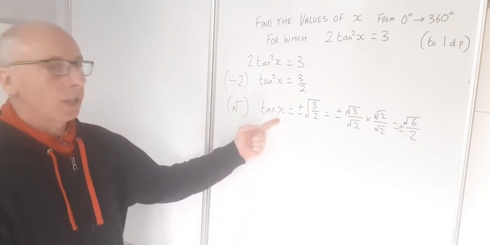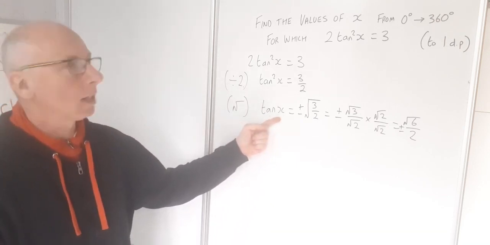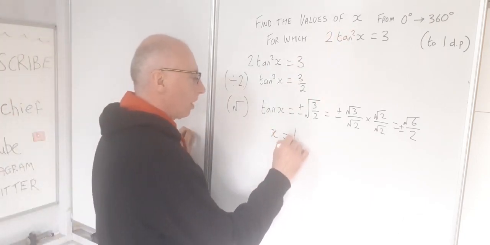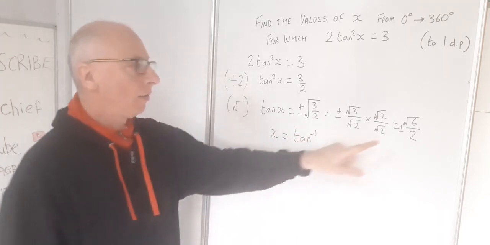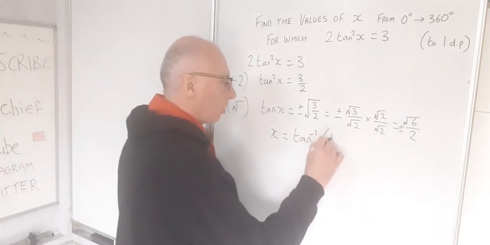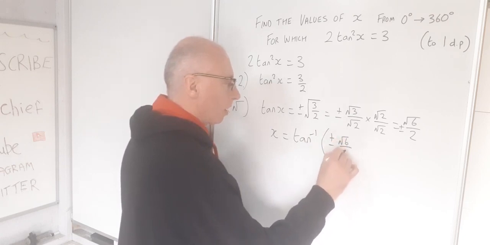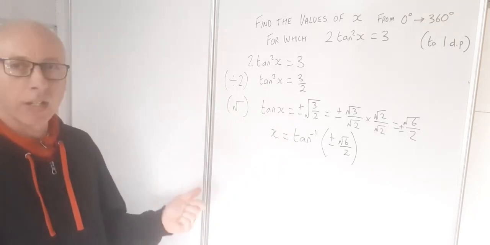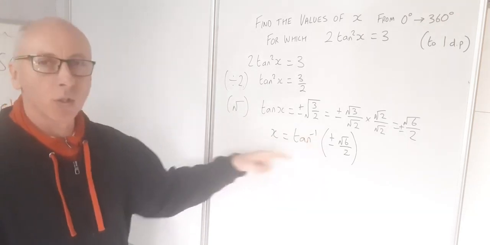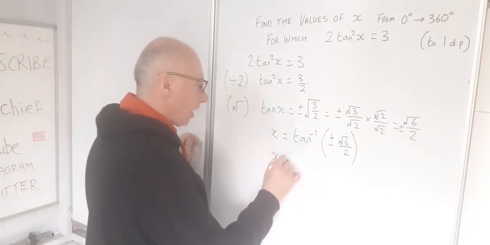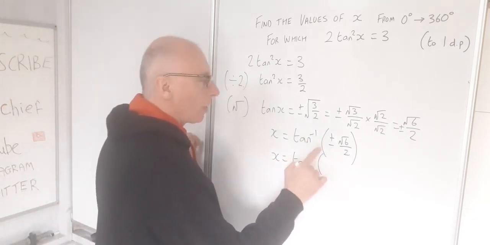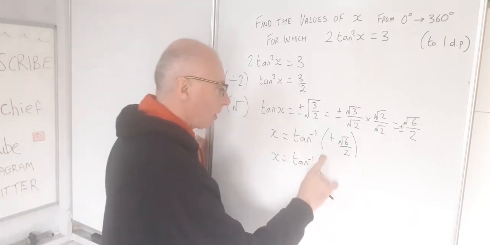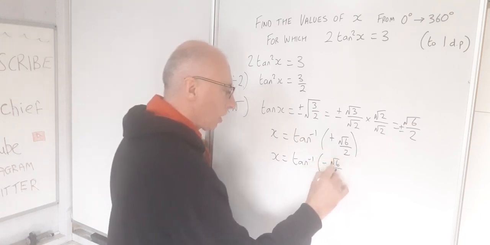Okay, so now what I need to do is get x on its own. I've got what my tangent x is, but the question is, what is x? So therefore x equals the inverse tangent of these values. So now I've got plus or minus root 6 over 2. Okay, so now I'm going to write these out as my 2 different solutions with a plus or a minus. So I'll write underneath x equals the inverse tangent of the negative version. So I'll leave this one as my positive. So now I'm going to write my negative version inside here. So root 6 over 2.